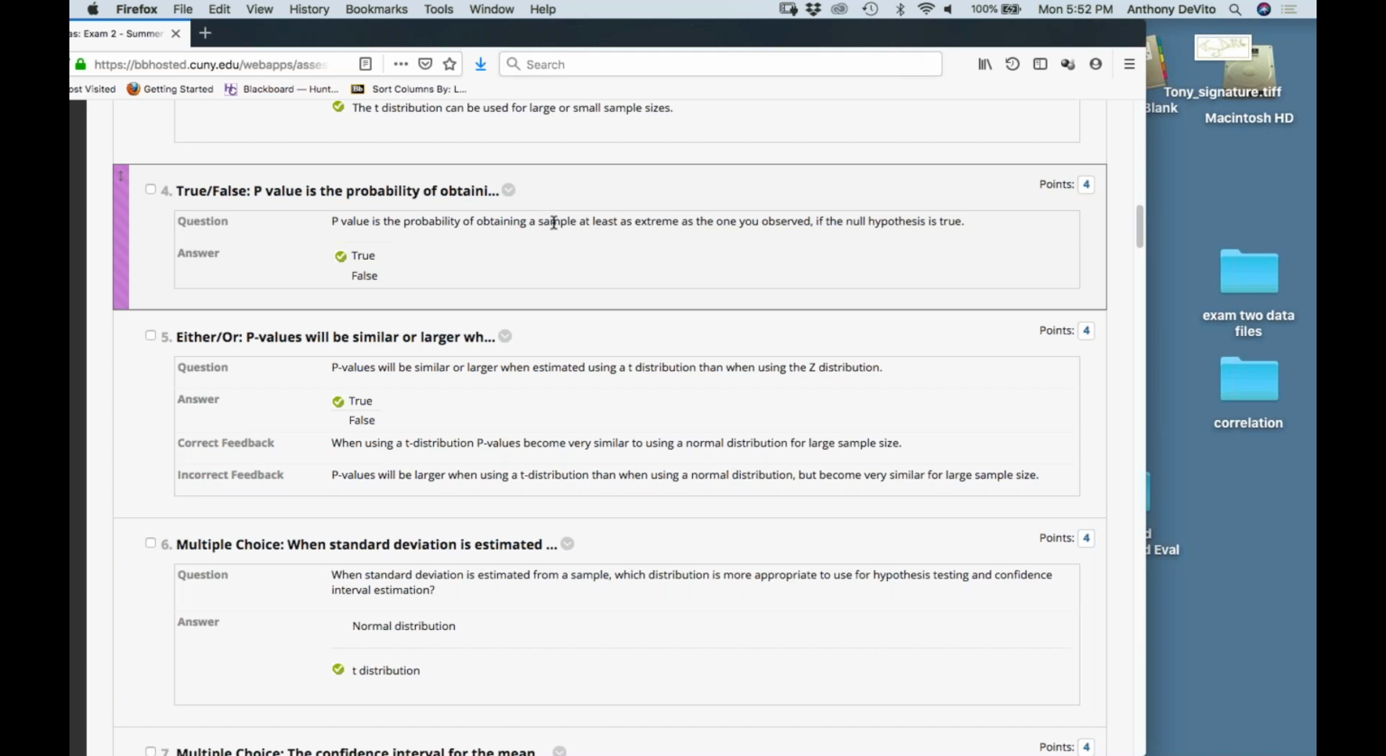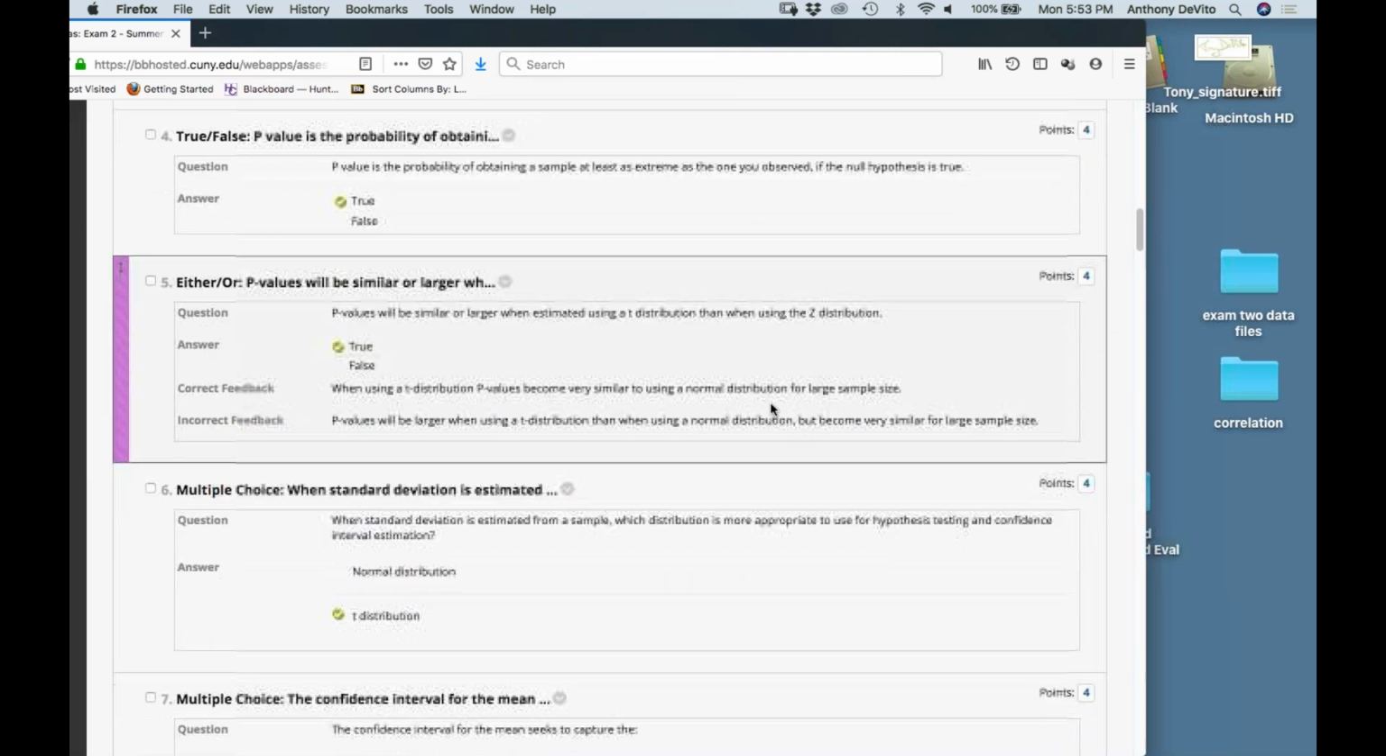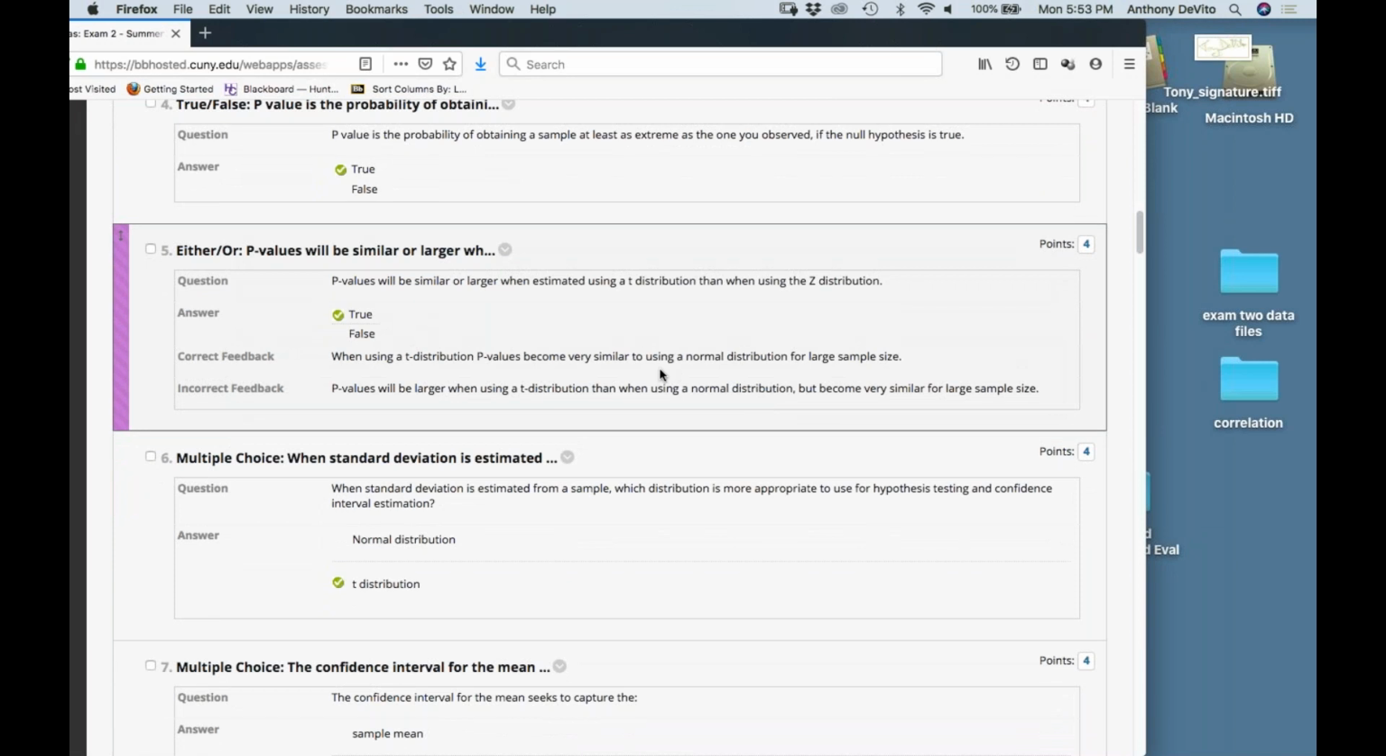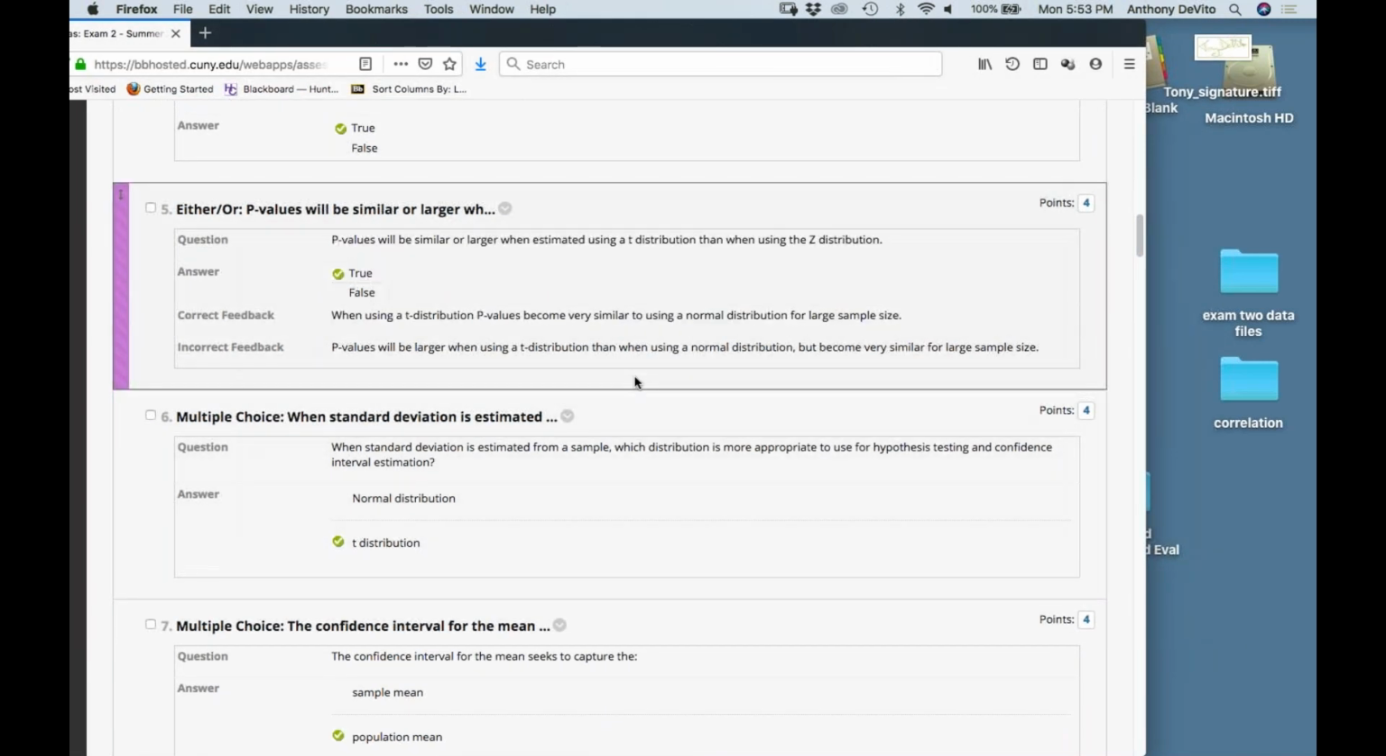Since we're willing to take up to a 5% chance of being wrong when we say we reject the null hypothesis, if the p-value is smaller than 5%, in other words, we'd only expect to get that less than 5% of the time if the null hypothesis were true, we're willing to take that chance and reject the null hypothesis. If it's 6 or 10 or 15%, we're not willing to take that big a chance, so we fail to reject the null hypothesis. Too big a likelihood of getting that result if the null hypothesis is true.